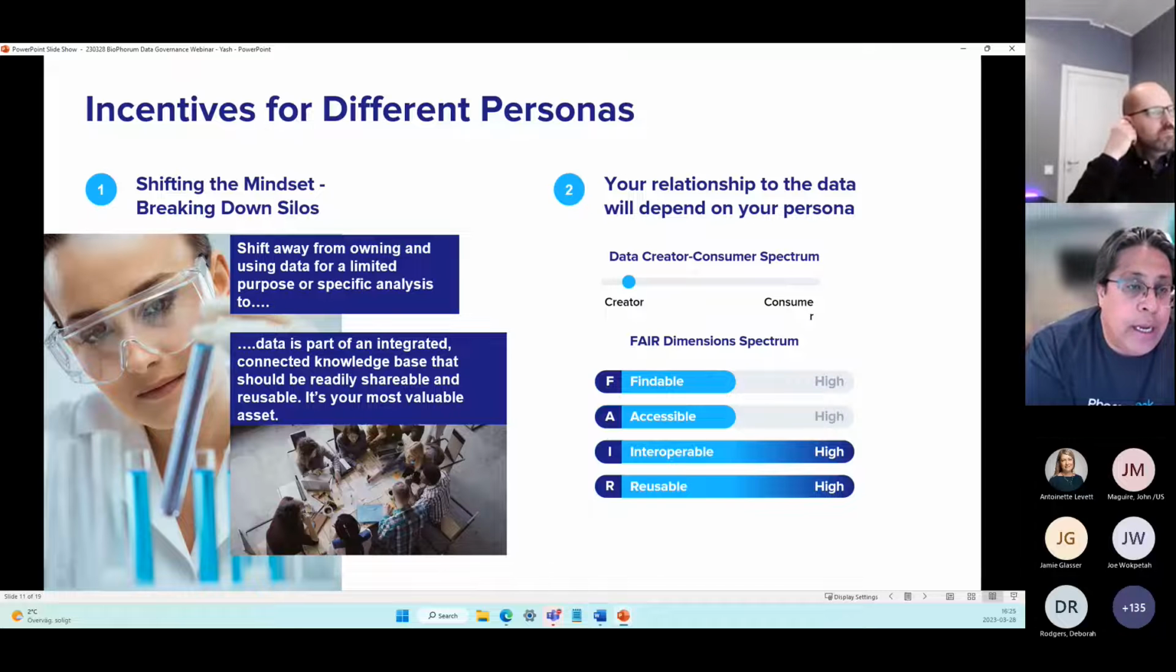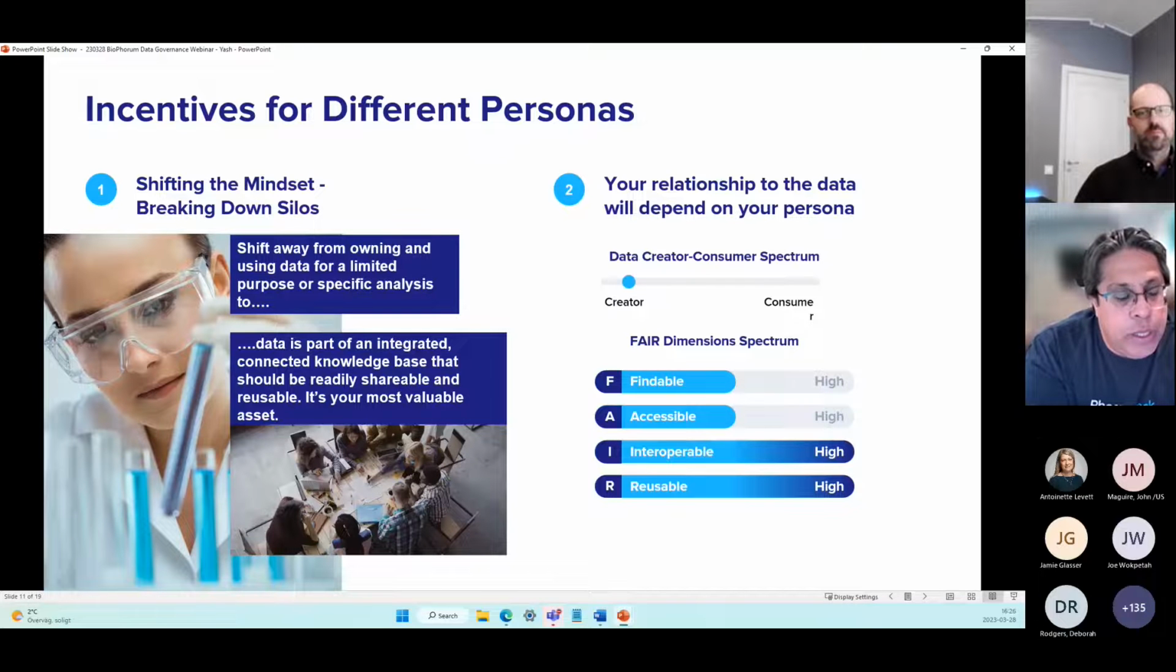The second piece is obviously building the incentives for the different personas in the organization. And I think one of the things we can all agree on is that the mindset is often very siloed, right? Organizations have these silos with respect to the information they're managing. A lot of times the thought process has been, we generate a set of data to prove something, and that's the only reason we did that work, and then we file that away somewhere, hoping that we can find it later.